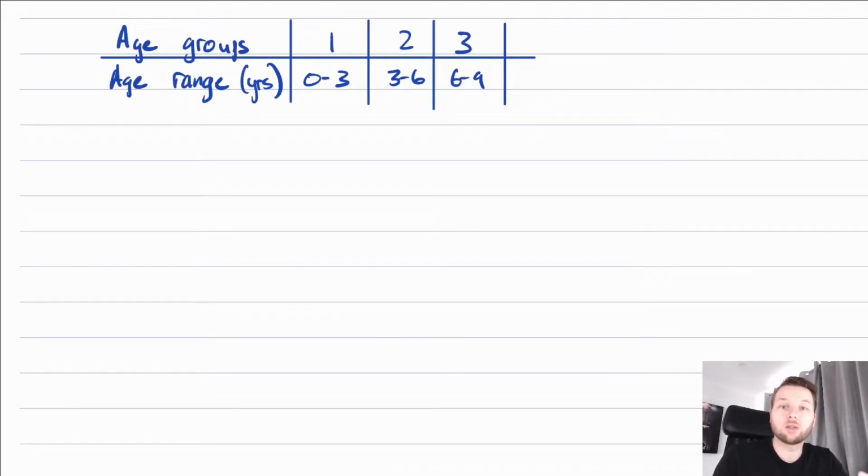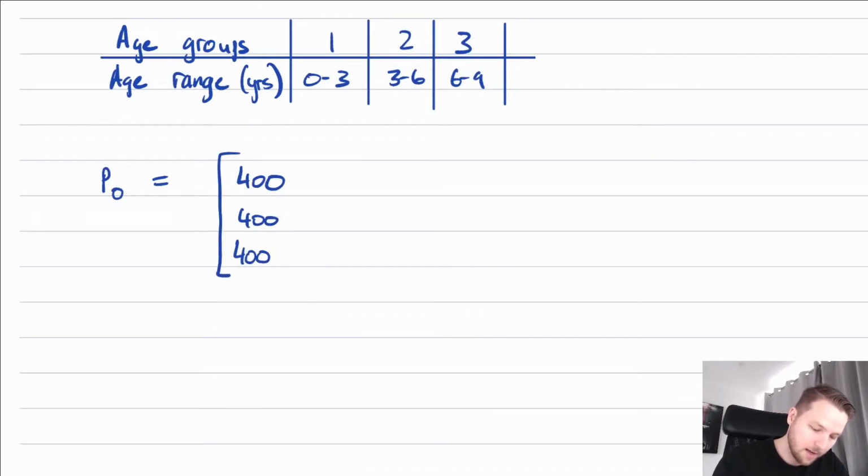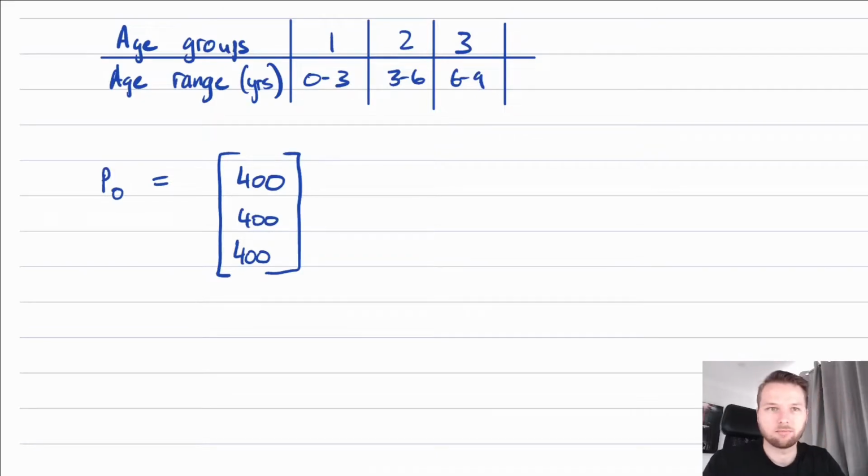Next, we've got to talk about the initial population of the species. And this can be anything. We can use it to describe snakes, spiders, cows, anything we want. There's no specific population in this example, but it can be applied to any population. So the initial population, P0, we're going to say is 400 from the 0 to 3 years, 400 from the 3 to 6 years, and 400 from the 6 to 9 years. And that is a matrix, just a column matrix, 3 by 1. 3 by 1 matrix, 3 rows, 1 column.